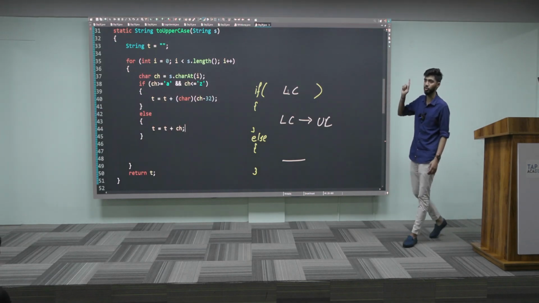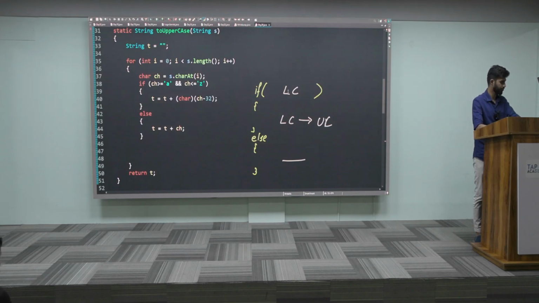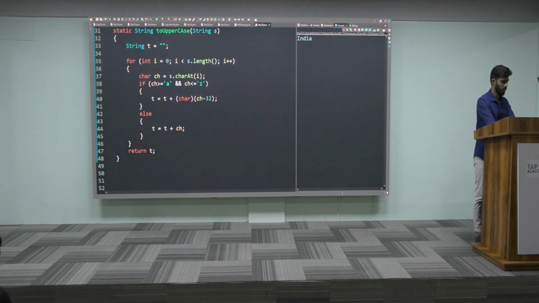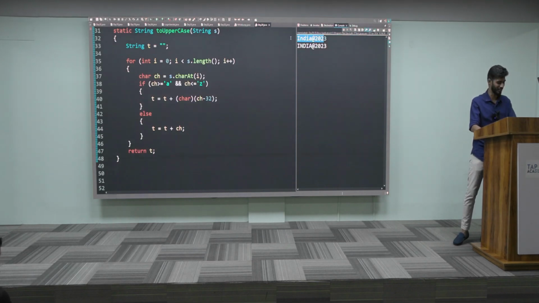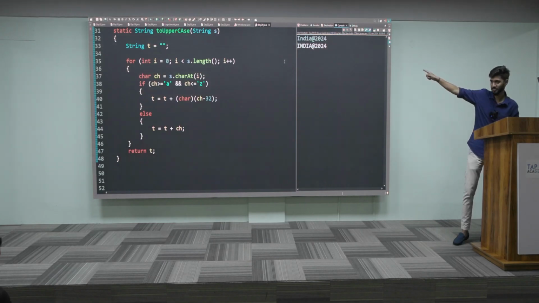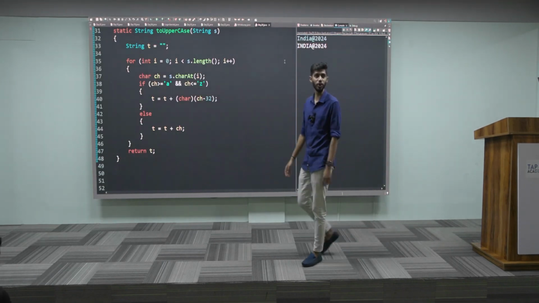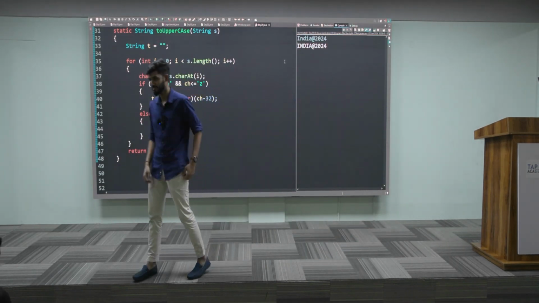Just one small change you should do. So, let's execute and check. India at 2023. Are you getting the right output? Oh, 24, sorry. I am quite outdated. So, India at 2024. Correct answer? Great. So, those who want to copy down can copy down.